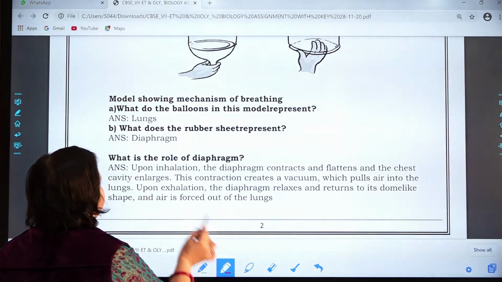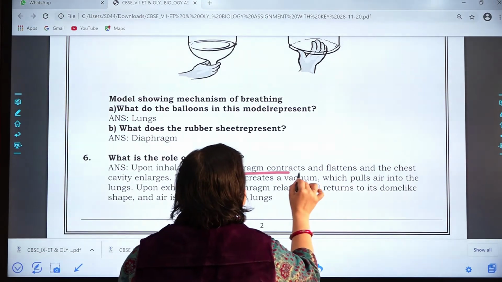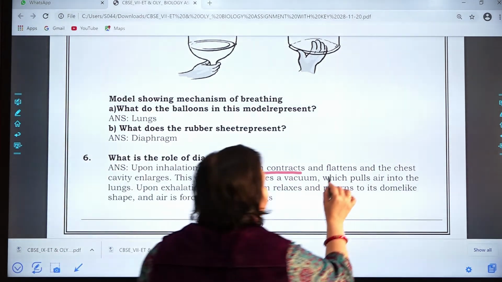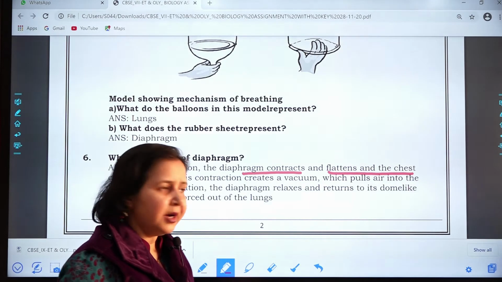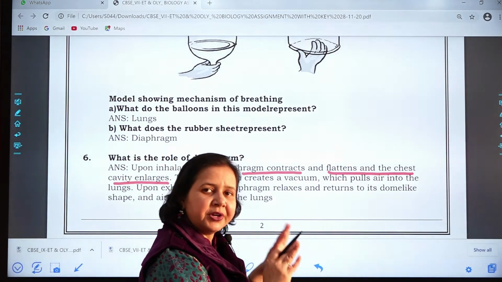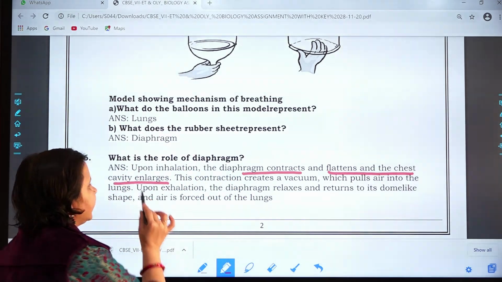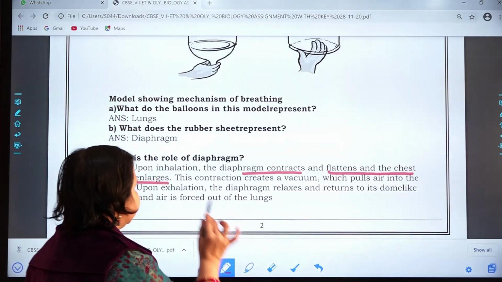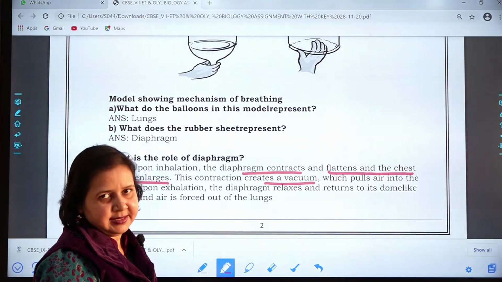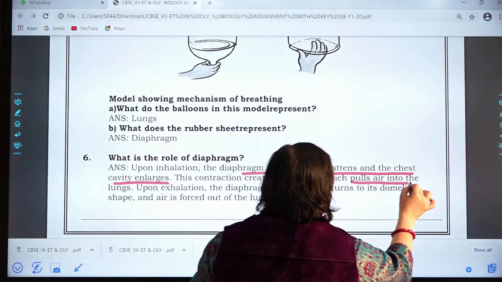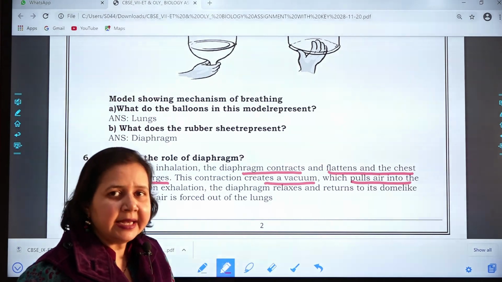Let's see the answer. Upon inhalation, when we take in air, the diaphragm contracts and flattens, and the chest cavity enlarges. Due to the contraction of the muscles, the diaphragm flattens and the chest cavity enlarges. This creates a vacuum, meaning an airless cavity, which pulls air into the lungs. So all this happens during inhalation.